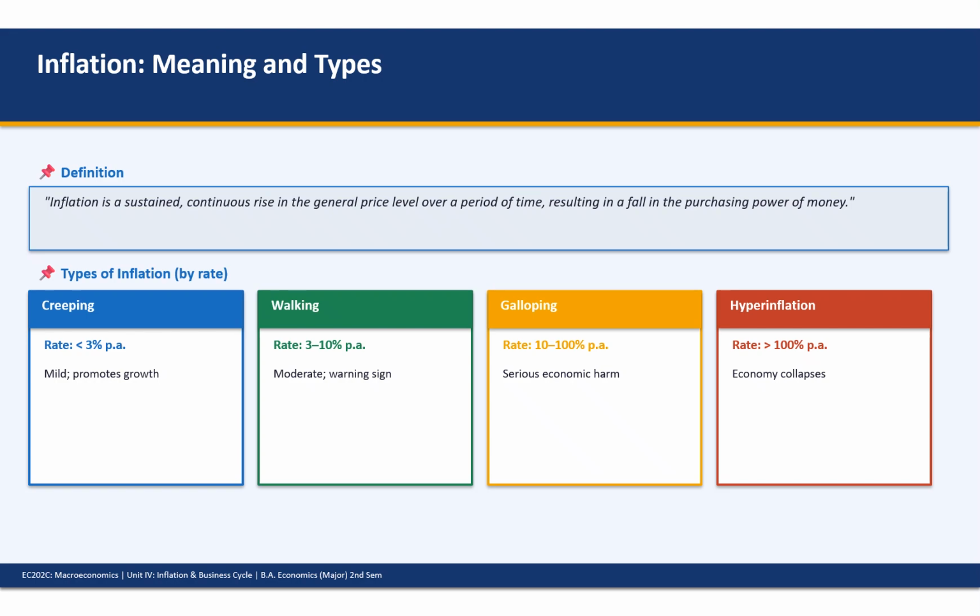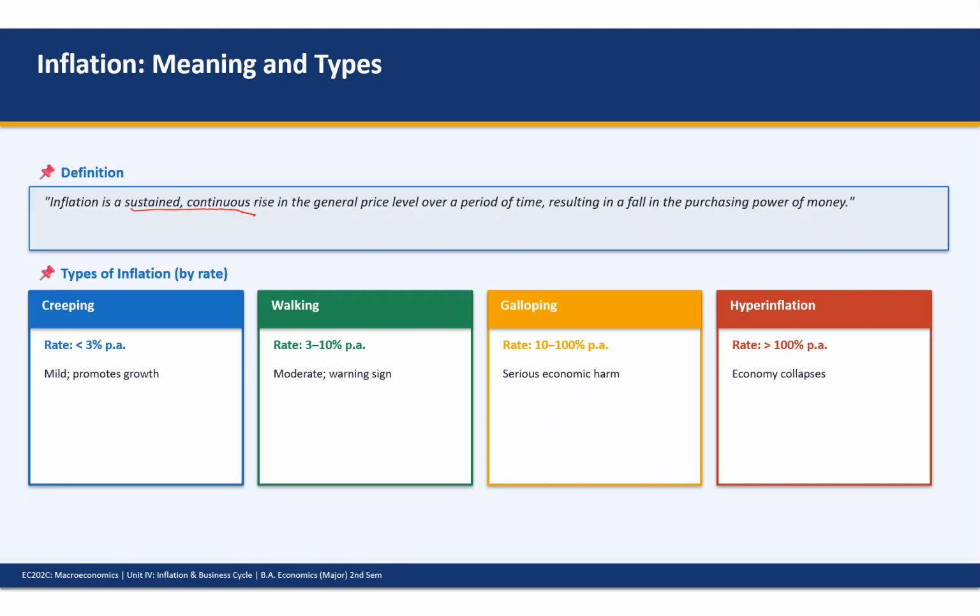Inflation refers to a sustained and continuous rise in the general price level over a period of time. So when price rises continuously, the purchasing power of money falls. In simple words, the same amount of money can buy fewer goods and services than before. Now, let us understand the types of inflation according to the rate.